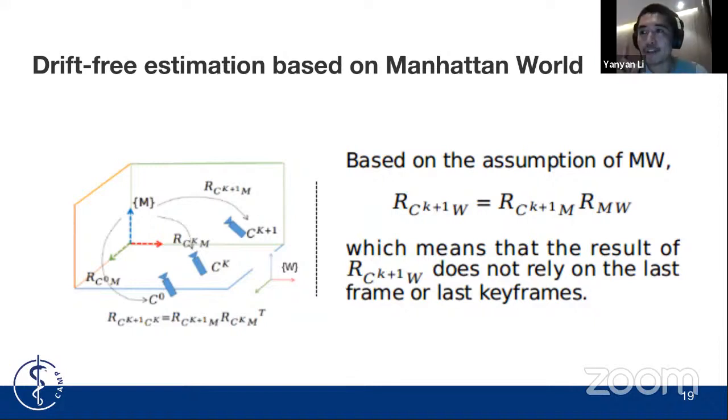Since the world coordinate is the first camera's coordinate, they are the same. The camera coordinate is the world coordinate. It's a tautology, yes, but only for the first frame. So this R_MW means R_M ceiling, C0, they are the same. So after we obtain R_C0M, then we need to update it to R_CKM.